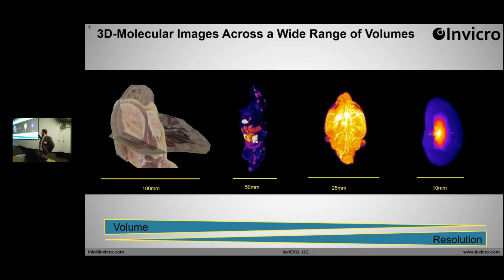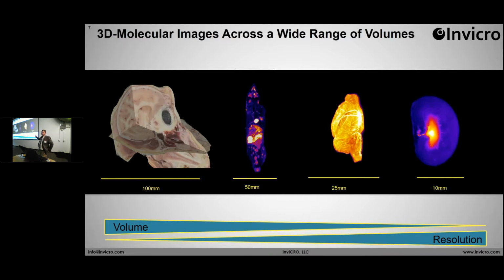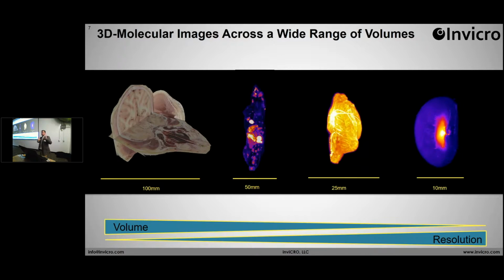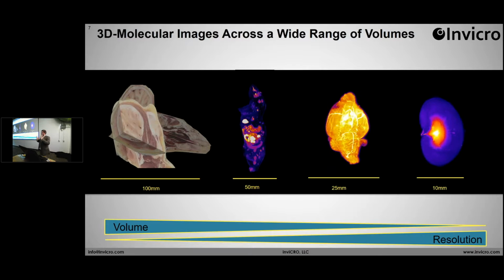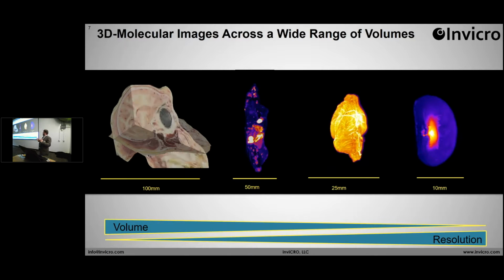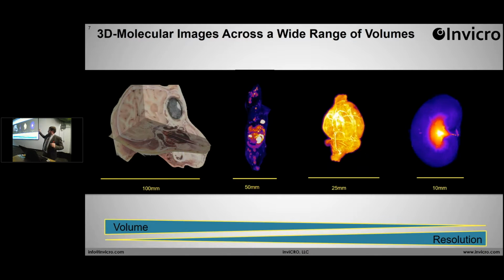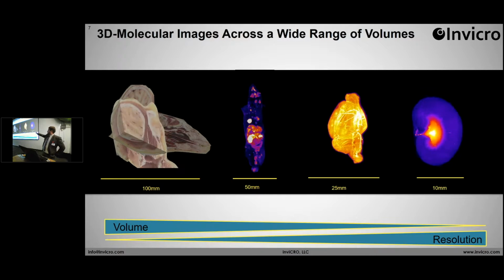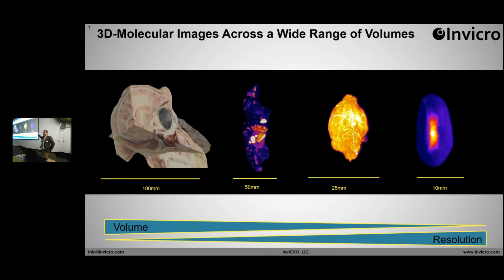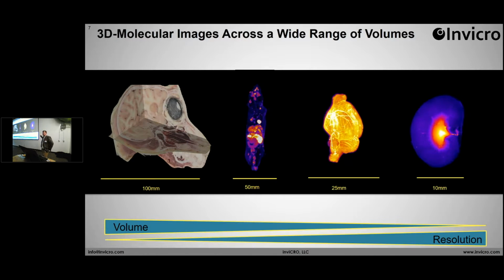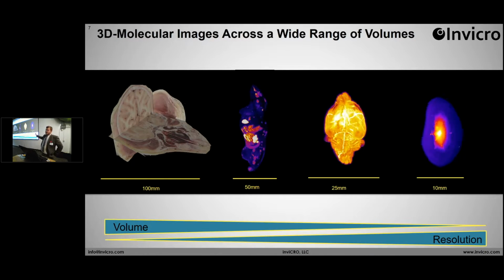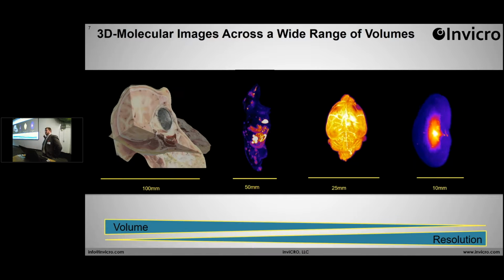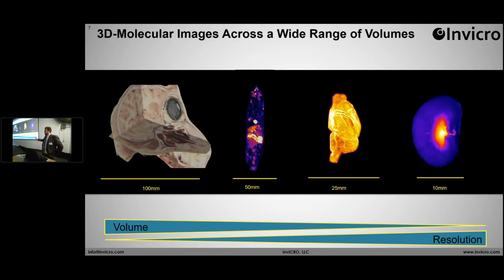This is just an example of the sorts of things that we're talking about. And of course, the larger we go, the lower resolution we get, but we get more valuable large information. On the left is a cryo slice image of a cynomolgus head. Then we're talking about a whole rodent body, and then resected rodent organs as we continue to go down. So we're talking about resolutions ranging from 50, 60 microns all the way down to about 20 to 25 microns.